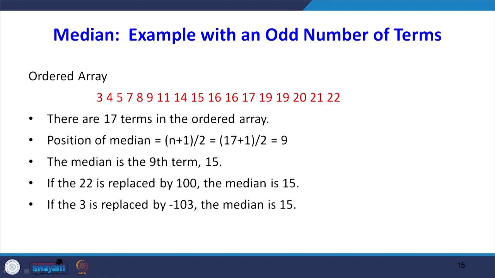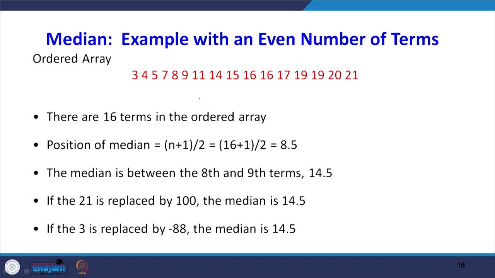If the 22, which is the highest number, is replaced by 100, still the median is 15. If the 3 is replaced by minus 103, still the median is 15. So, the advantage of the median over the mean is that it is not disturbed by extreme values. Previously the number of items was odd. Now, let us see another situation.